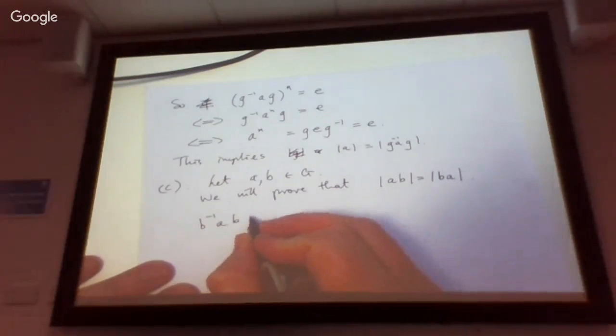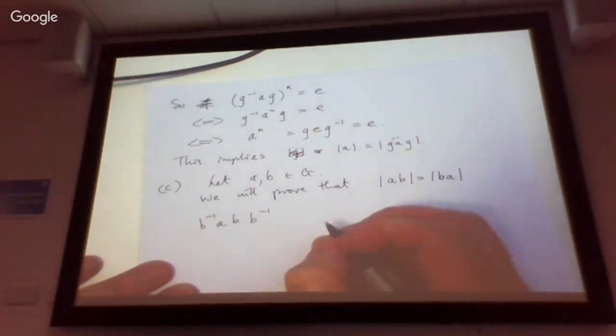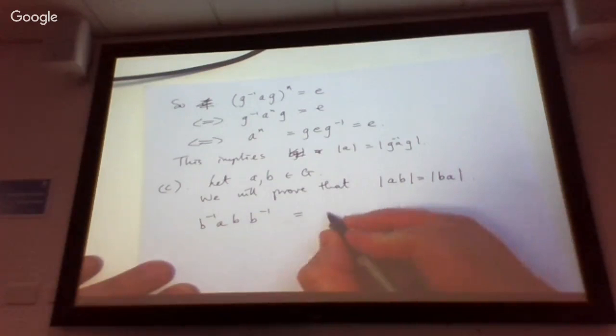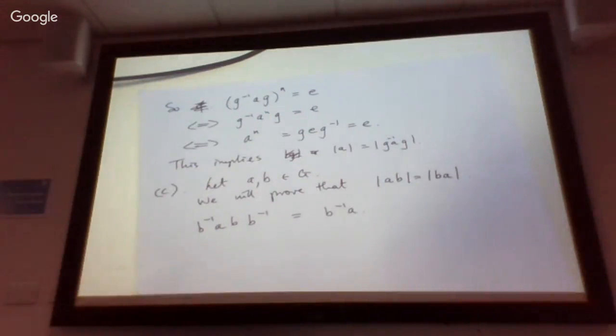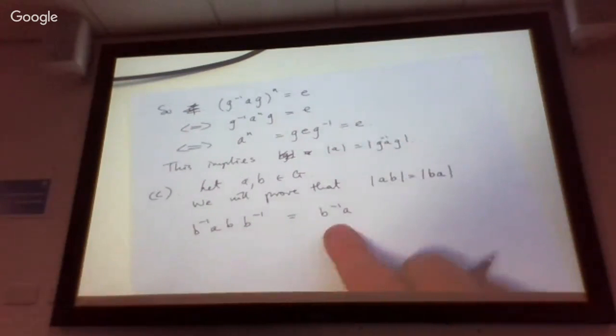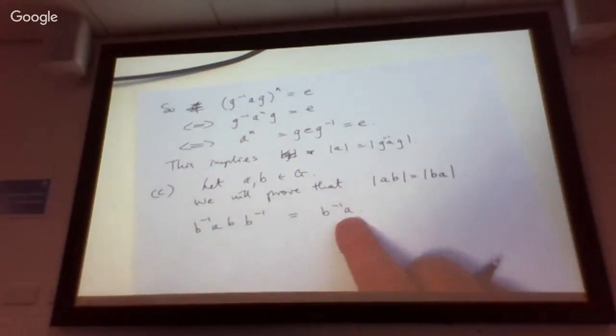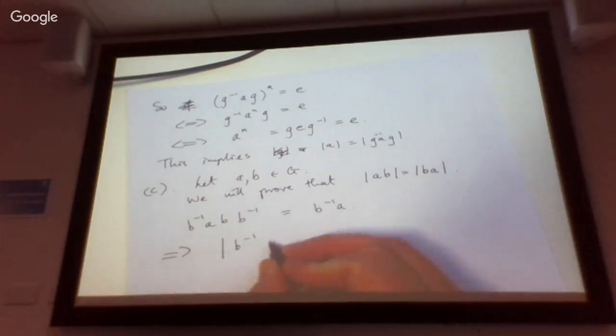G inverse A to the n times G. So if G inverse AG to the power n is equal to E, that's equivalent to saying G inverse A to the power n times G is equal to E.